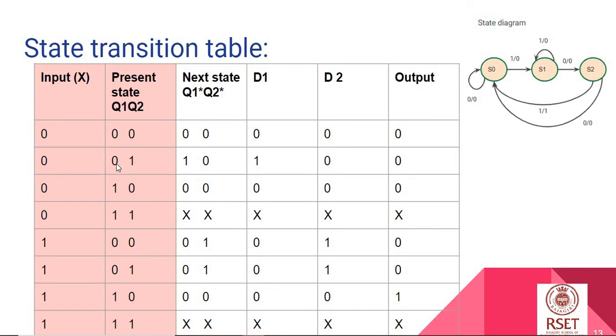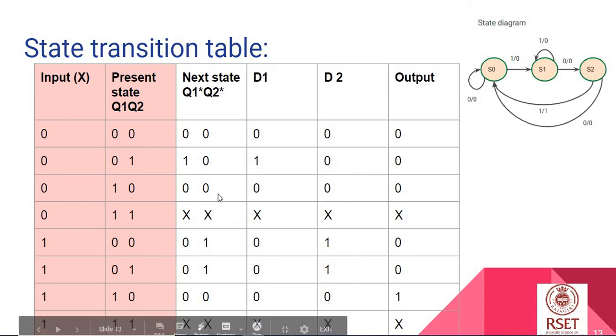And next, Q1 is 0 and next Q1 star is 1. So I want the output as 1, which means my input to D1 should be 1. Similarly, we can fill the values for D1 and D2. So once we have obtained our state table, we can go on to obtain our state equation.